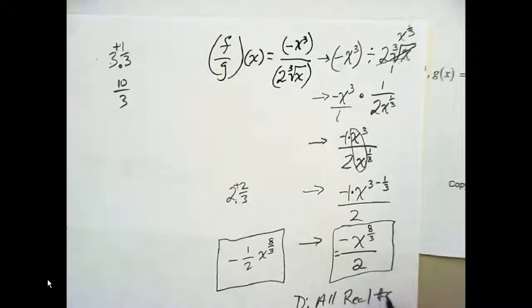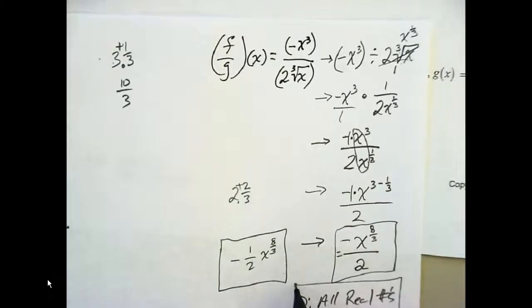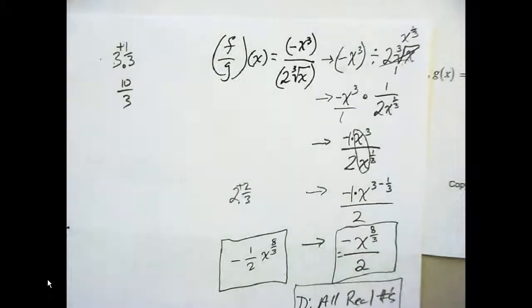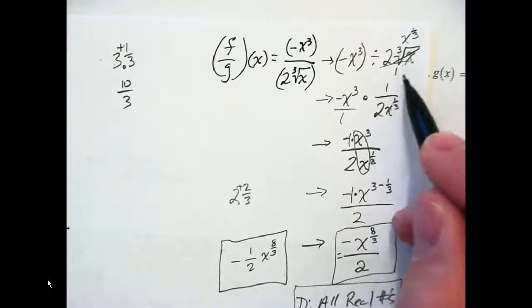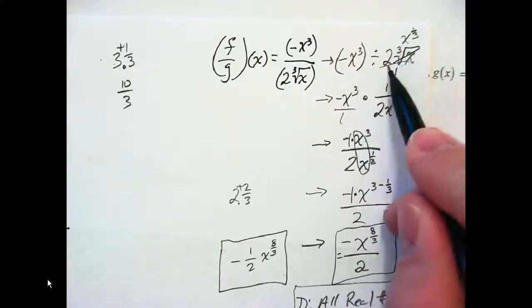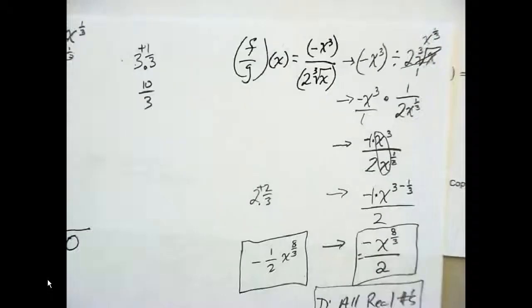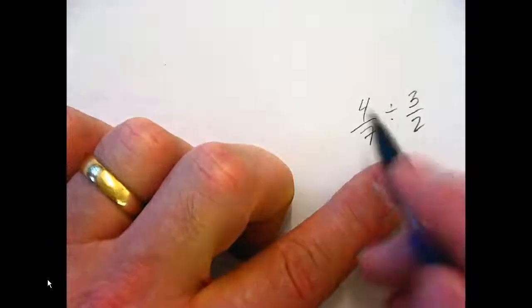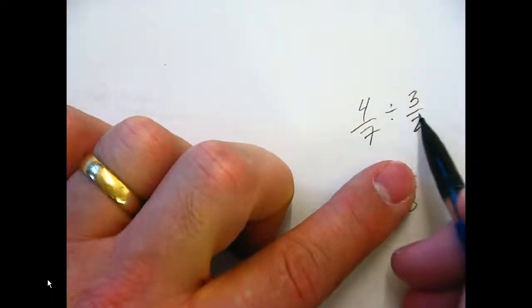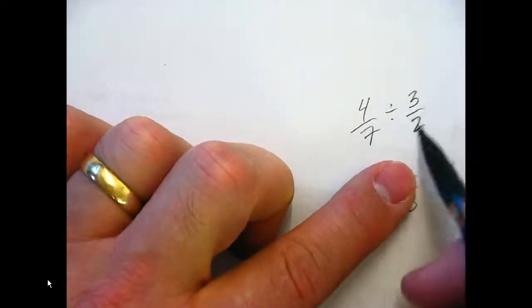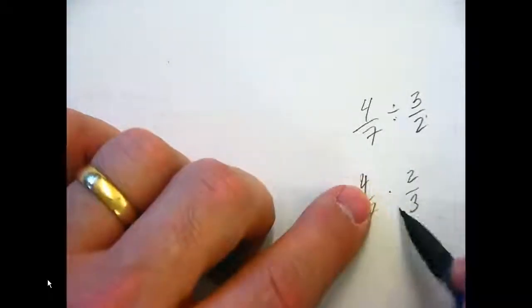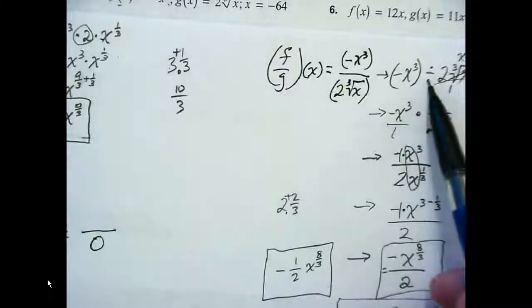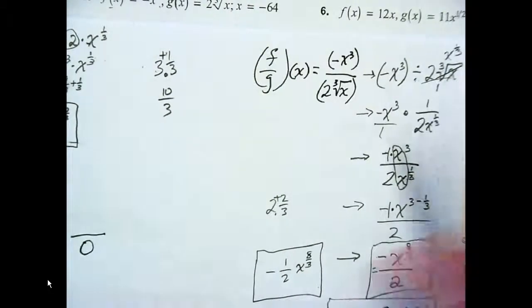One other question that came up, and I just kind of brushed over it really quick here. The way I got from this step to that is I'm multiplying by the reciprocal. We don't divide. We multiply by the reciprocal. If you think back to basic math, 4 over 7 divided by 3 over 2, we change that to multiplication and flip that. That's all we did right here. That's all you're doing.